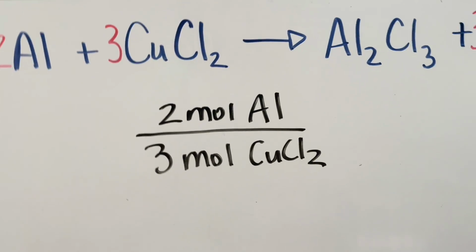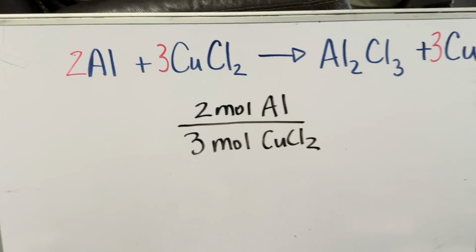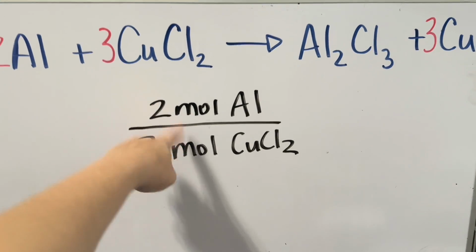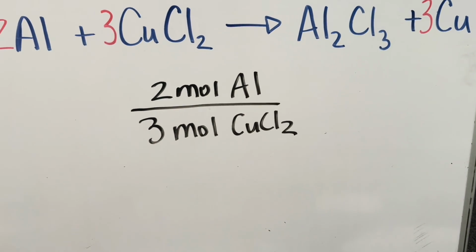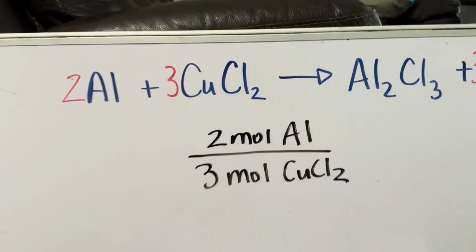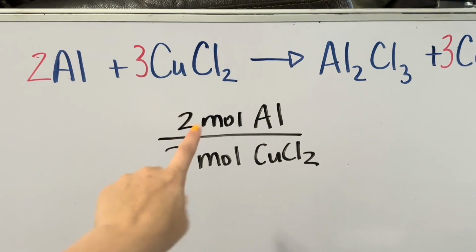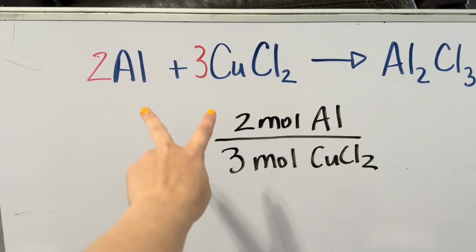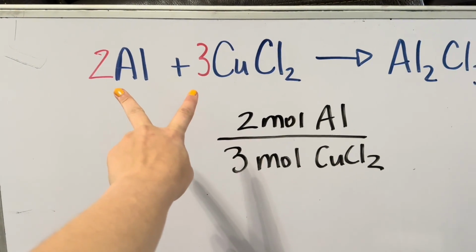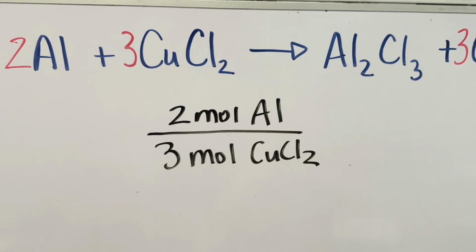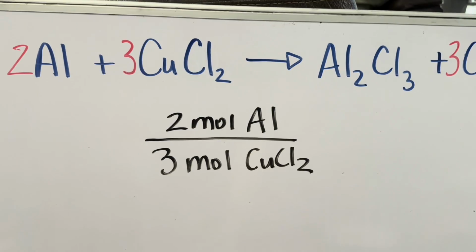Molar ratios are specific to the chemical equation that we are working with, right? This might not necessarily be true if we're reacting some other things, if we're doing some other chemical system. But for right now, in this system that we're working with, 2 moles of aluminum is the equivalent to 3 moles of copper chloride, because that's how they relate in our ratio, right? So we can create any number of molar ratios from this. We just have to compare and make a fraction, right?